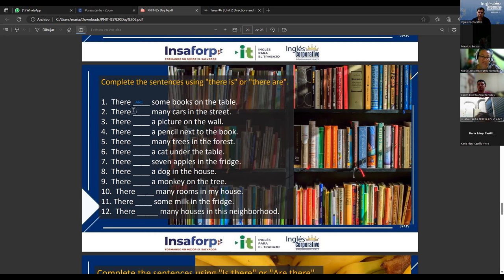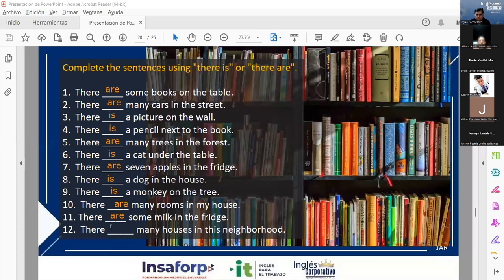There are. Okay. Is. There is a picture. Number three is "is". Okay. Yes. Number two is "are". Okay. There are many houses.